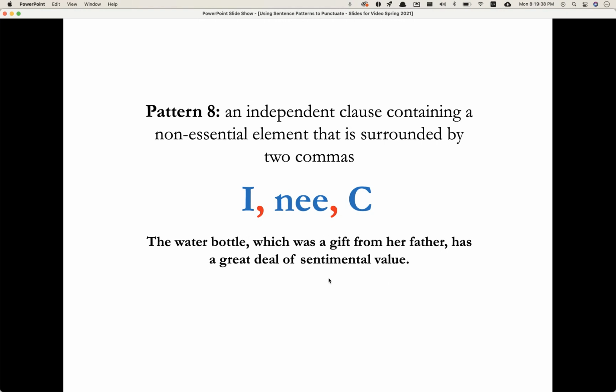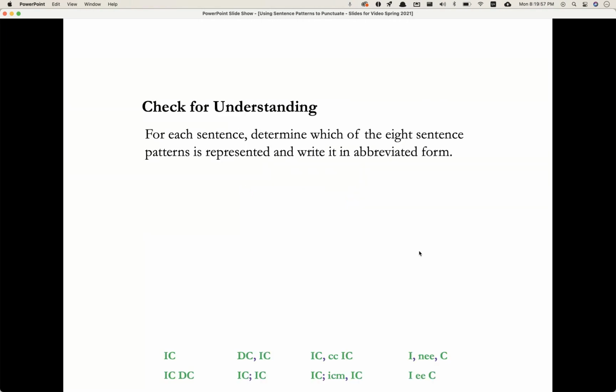The non-essential element in here just helps to give a little more information about the water bottle, and also maybe a little bit helps to explain the rest of the sentence. That is why it has sentimental value. But you can take that out and it doesn't change the basic idea being conveyed, which is that the water bottle has sentimental value. All right, so now we're going to do some check for understanding, very much like the first video. I will show you a sentence, and all you need to do at this point is recognize which of the 8 patterns it is.